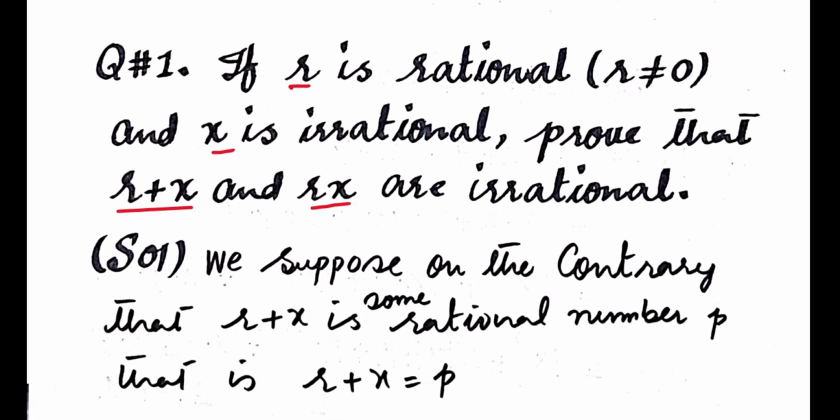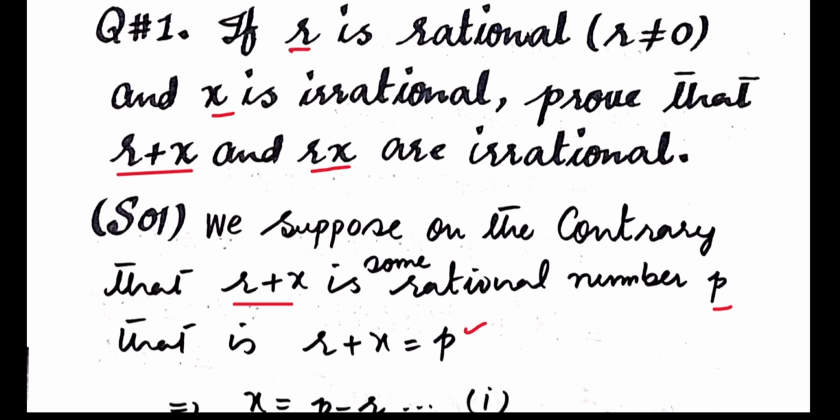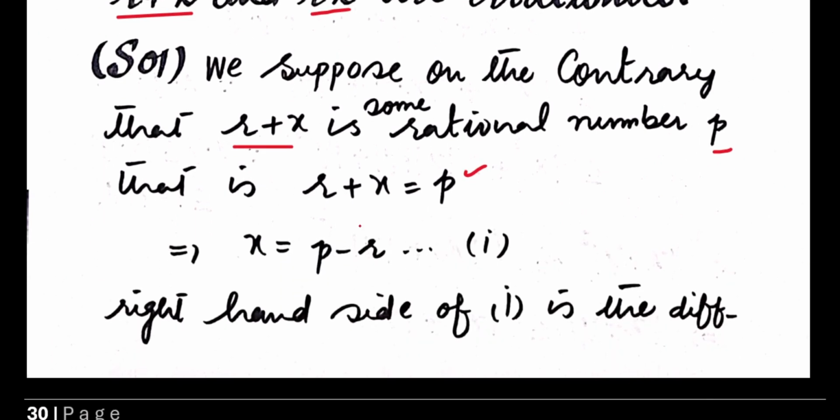To prove the sum and the product are irrational, we suppose on the contrary that R plus X is equal to some rational number P, that is R plus X is equal to P. Subtracting R on both sides, we have X is equal to P minus R. Say this is equation number 1.